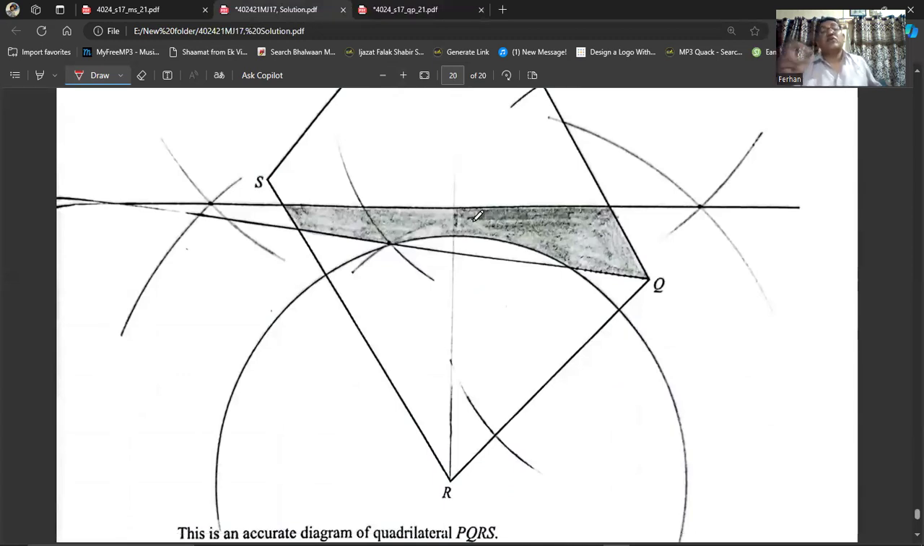You have to remain inside the quadrilateral. You have to remain outside that circle. You have to remain near the R. You have to remain near the PQ. So this region will be shaded.